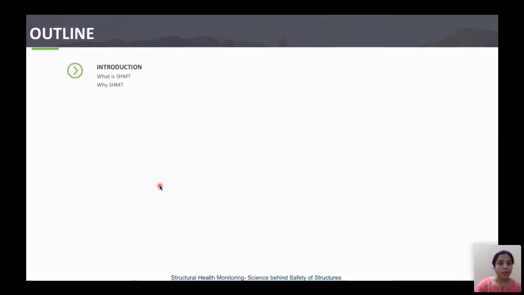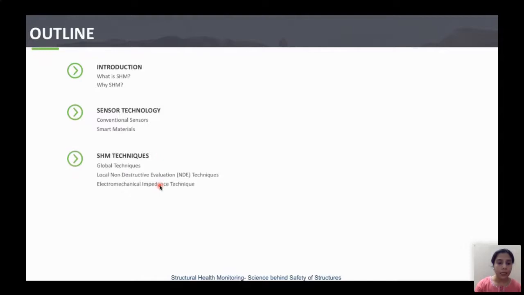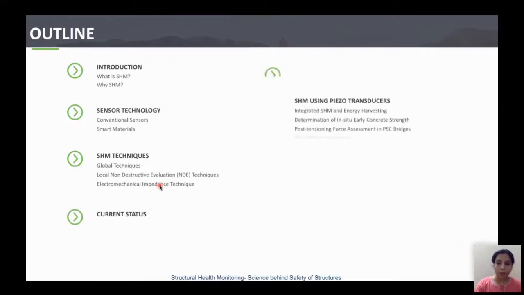The agenda which we'll be following in this presentation will be first talking about what is health monitoring, structural health monitoring, and why it is important. Then we'll be talking about different kinds of sensors which are used in SHM, the conventional sensors and the smart material based sensors. Then the techniques which are used in SHM. Then what is the status of SHM?